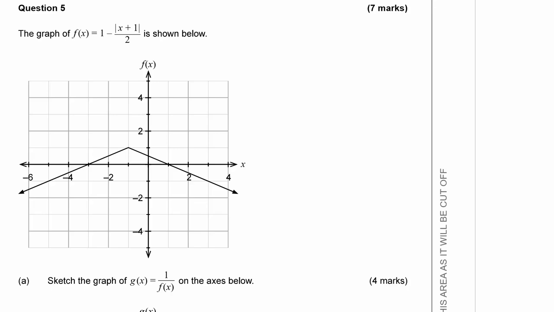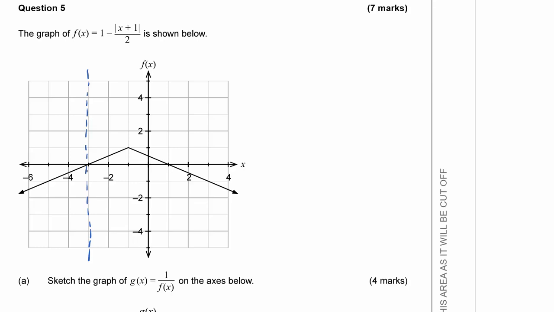The graph of this function is shown below. We want to sketch the graph of 1 over f of x. So it's asking us to do it on a grid that's down below, but I'm just going to do it on this same grid because it's easier to do and easier to see rather than me scrolling up and down.